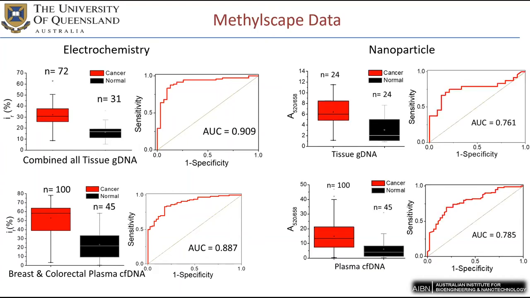For our nanoparticle-based method, we also tested tissue-derived DNA. We identified cancer genomic DNA with 76% accuracy, and using a liquid biopsy test, we identified plasma cancer cfDNA with 78% accuracy. So this is the methylscape method.